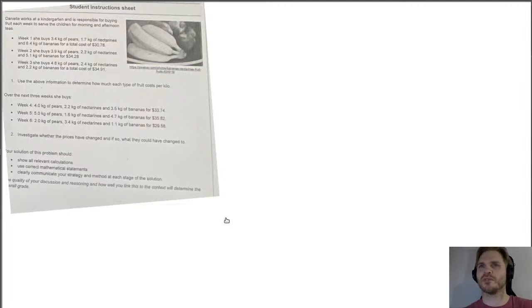Okay, so Danielle works at a kindergarten and is responsible for buying fruit each week to serve the children for morning and afternoon teas. Week 1, she buys whatever. See, that's what we needed, the total cost. Use the above information to determine how much each type of fruit costs per kilo. Okay, is it the same cost?